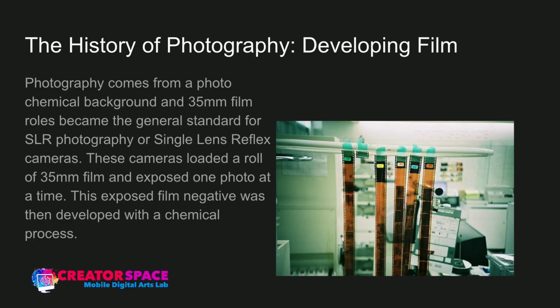So, let's talk a little bit about the history of photography. So developing film. Photography comes from a photochemical background, and 35 millimeter film rolls, they're really the standard out there. So that's what most people were using. So SLR photography, now we're into DSLR, digital single lens reflex. So SLR photography, single lens reflex cameras, which basically means you are seeing through the negative. So there's a mirror, and it is showing you exactly what the lens sees into the viewfinder. So that's that single lens view.